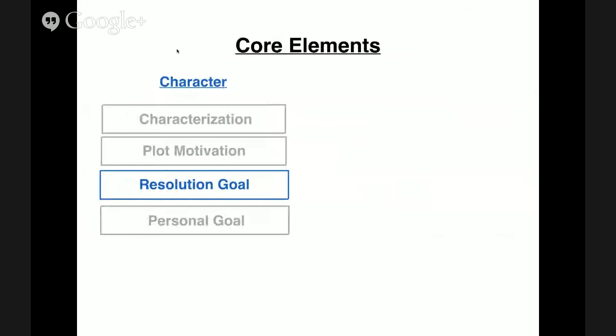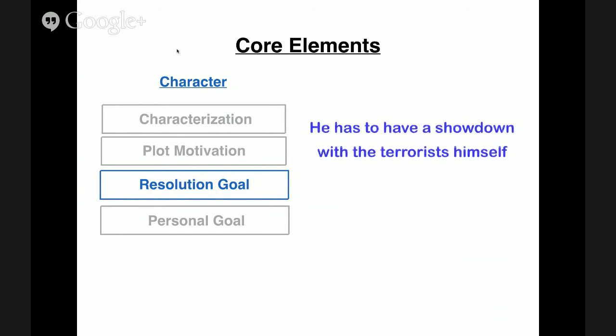His resolution goal. How does he deal with this? Now, I'm not looking at something specific like, well, first he grabs a machine gun, and then he kills the guy on the stairs. No, I'm looking at the conceptual idea of how he deals with this. And in an action movie, he takes it upon himself, as action heroes do, to fix the situation.